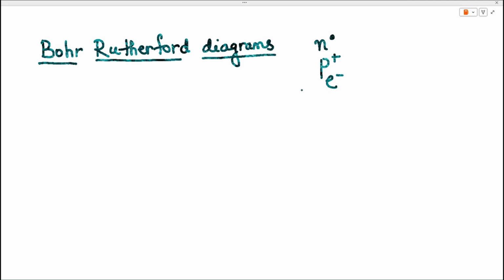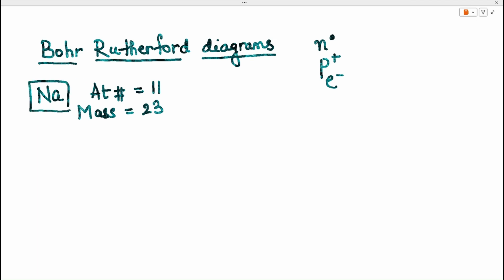So let us take the example of sodium. If you look into the periodic table, its atomic number is 11 and its mass is 23. From this given information, we are going to calculate the number of neutrons, protons, and electrons in this element, which is sodium. The process is very simple.